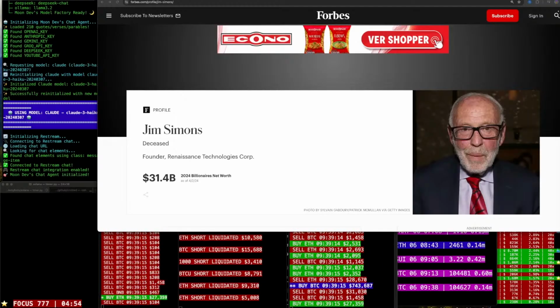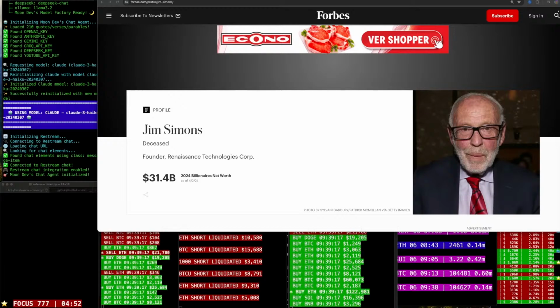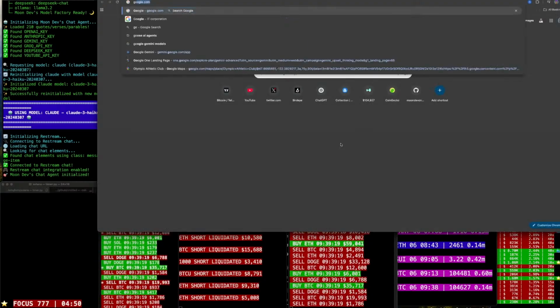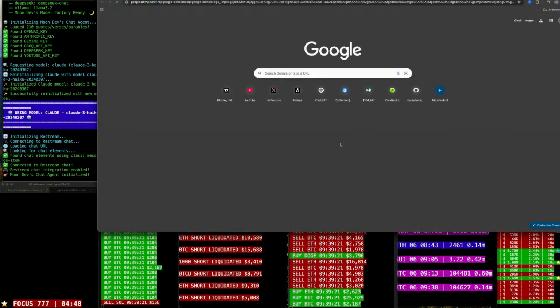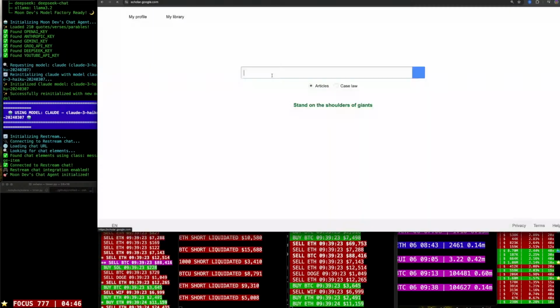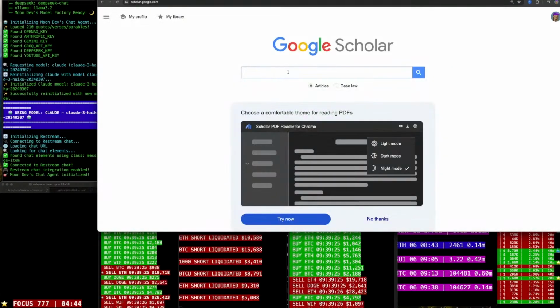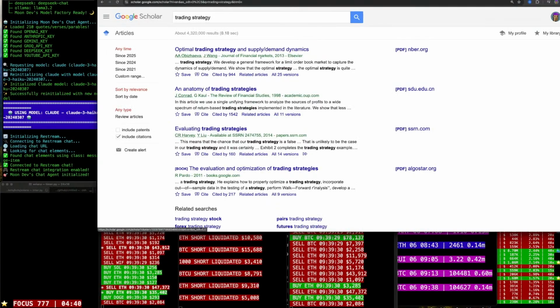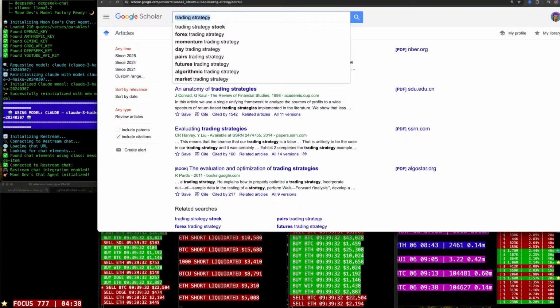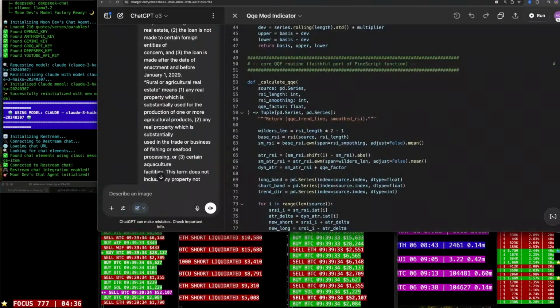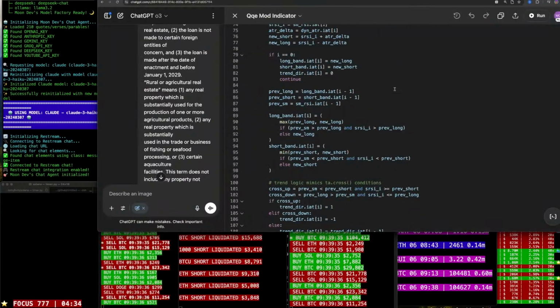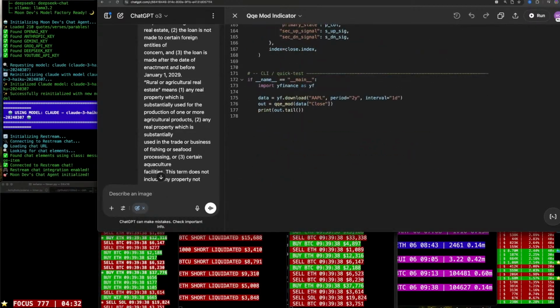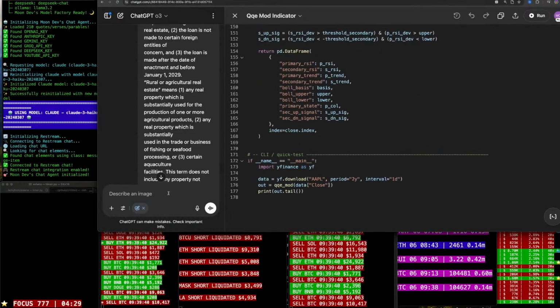But I want to give you a place where you can actually do your research. So let's go to Google Scholar. And for those that don't like to read, well, guess what? We have AI now. So let's say trading strategy, you can start there. Or you could say, hey, AI, let me go ahead and give me some keywords here. So you can see you can turn any indicator on TradingView into Python code.